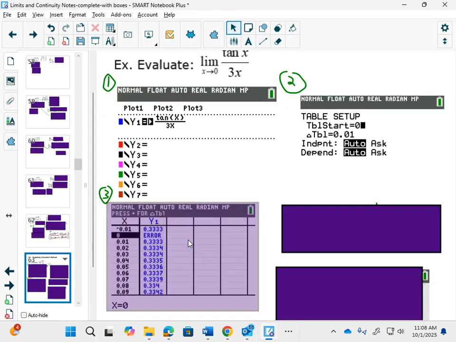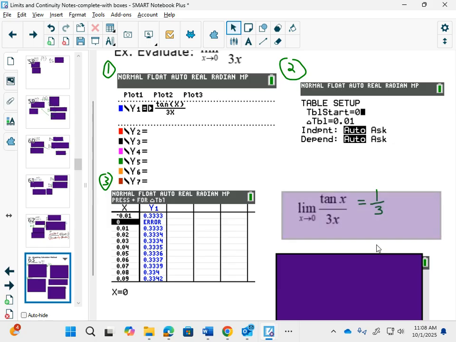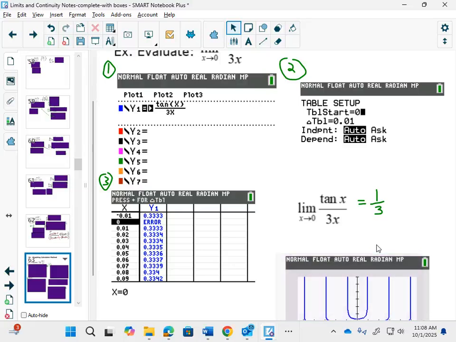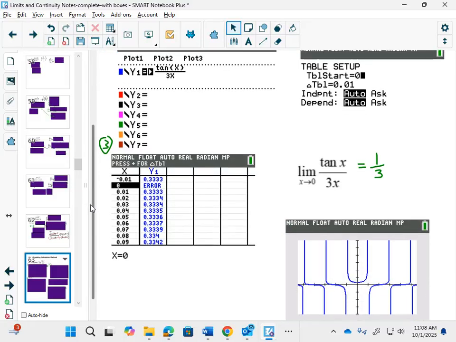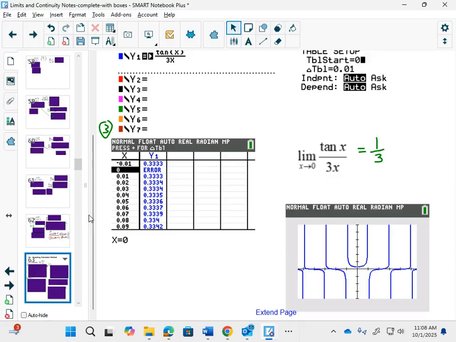So after I've got my table of values and I see that, I make this assumption that based on my graphing calculator, it's getting closer and closer to 1/3. If we actually hit the graph button, we say, hey, it looks like it's going to something there. At x equals 0, it sure looks like it's connected with a hole in it.